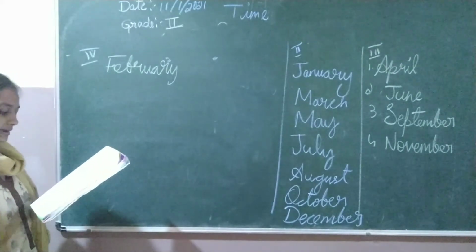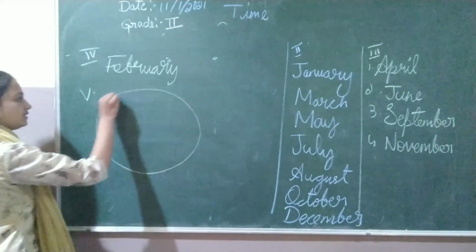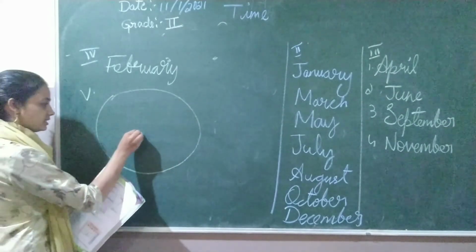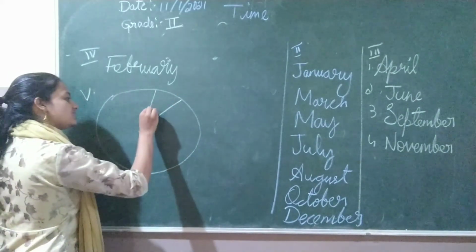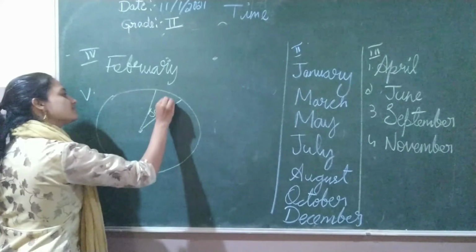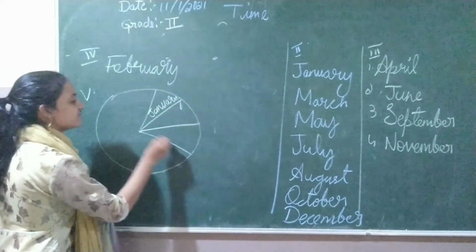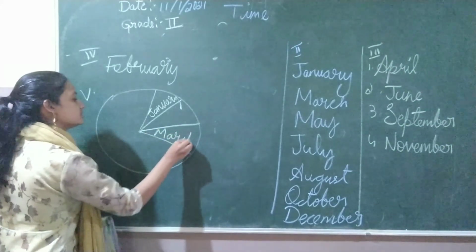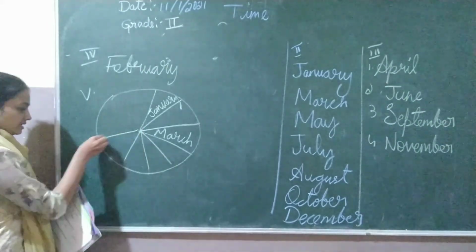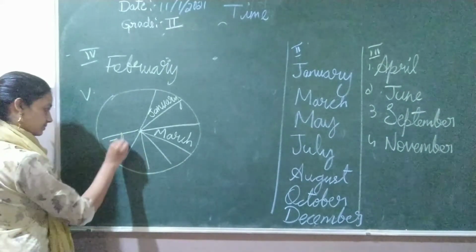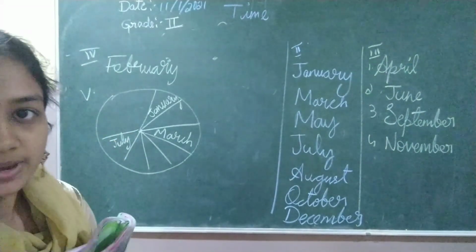Complete the table with the correct month. So in fifth one, you have a circle here and they have written the months in that. First they have written January here. Next they have left blank. Next they have written March. Next is not written, not written, not written, and then they have written July. I am going to complete it here. Others you should complete. Okay.